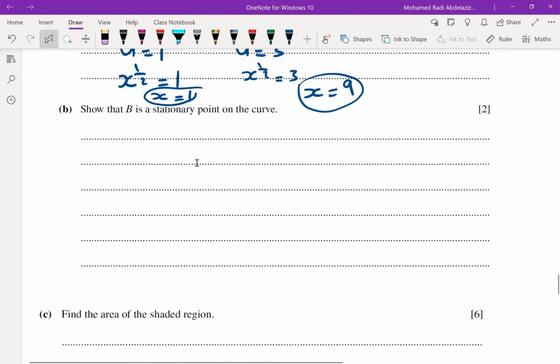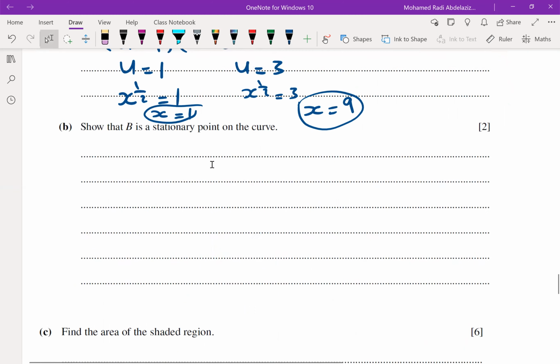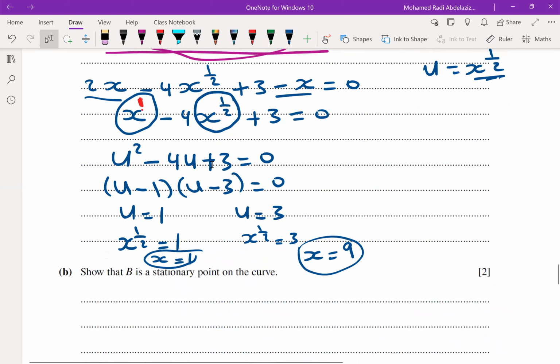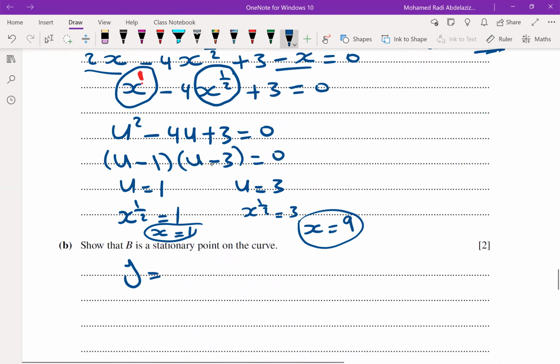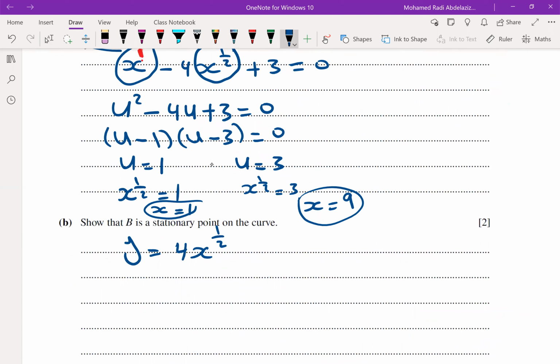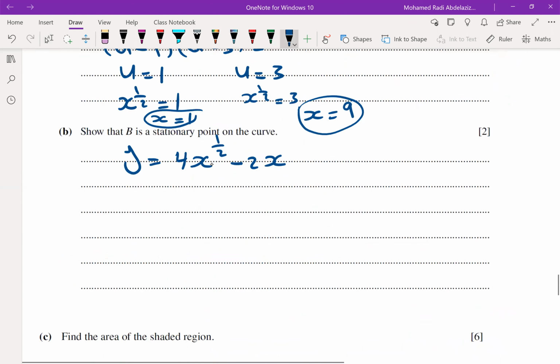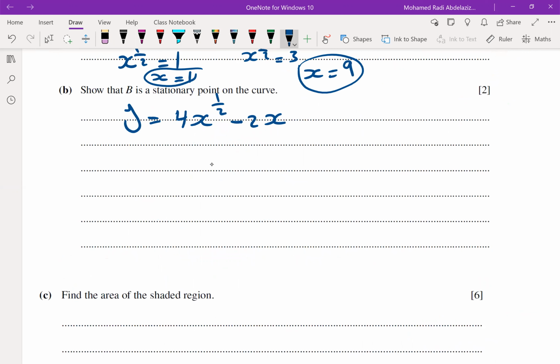Look at part B: show that B is a stationary point. Start with the curve y is equal to 4x to the power of half minus 2x. How do we get the stationary point for any curve? Start by finding the derivative, where dy by dx is equal to 0. Differentiate: drop the power, which is half times 4, will be 2, then x to the power of minus half, subtracting 1 from the power. The derivative of negative 2x will be minus 2, equal to 0.